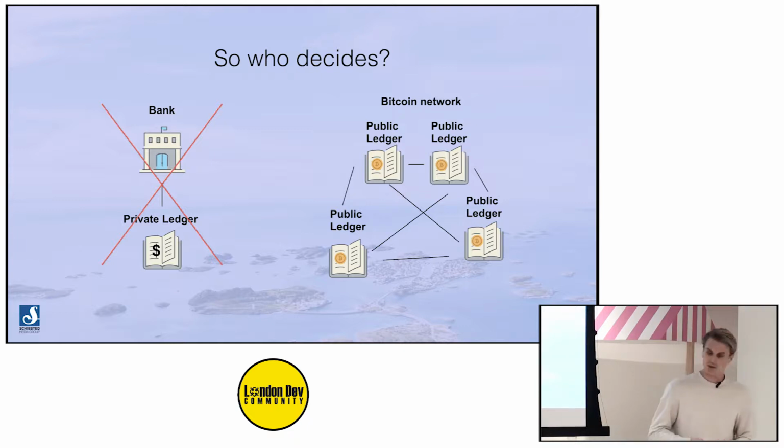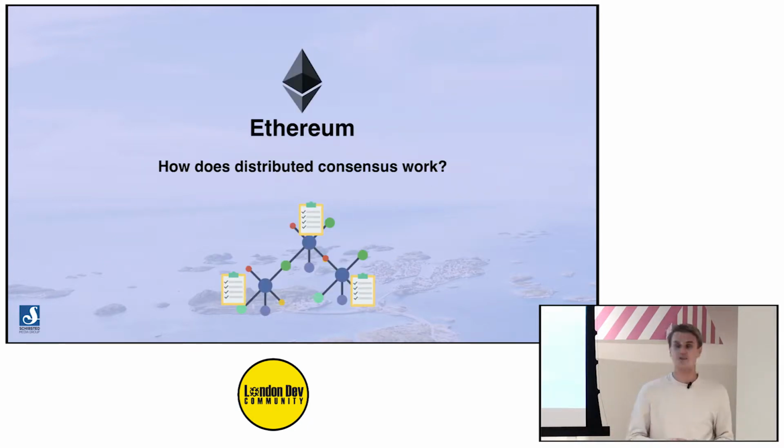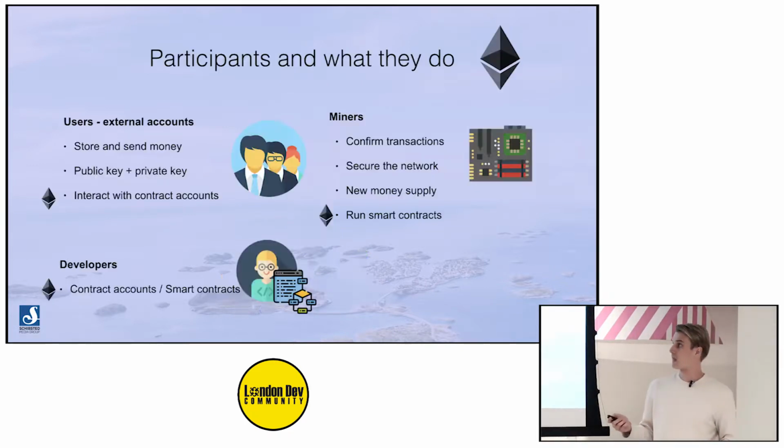So, the big question then, how does distributed consensus work? How do you get to the truth of what is in this ledger? So, first let me say a few words about who participates, because this is really game theory, how these systems work together. So, you have the users, which control external accounts.